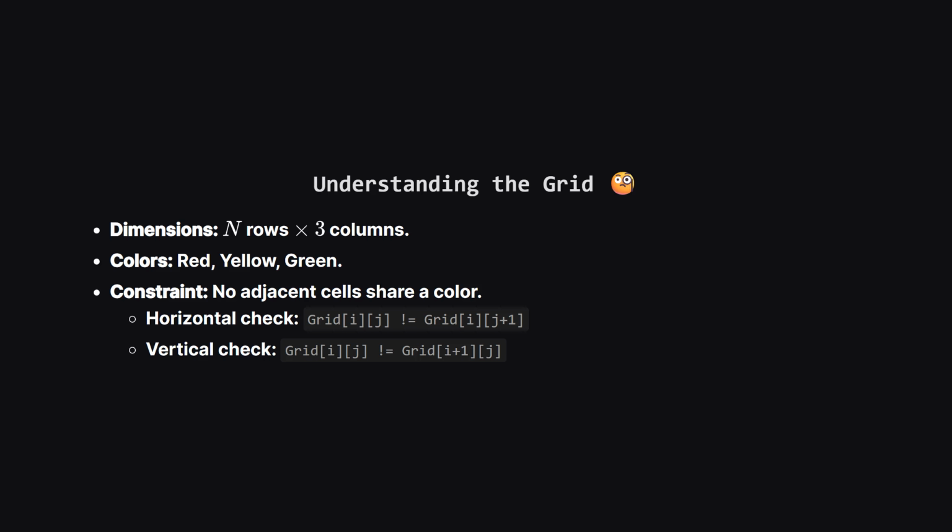Let's visualize the constraints. We have a grid that is n rows tall, but notice it is always exactly 3 columns wide. This small width is a huge hint. It suggests we can process the grid row by row. For any given cell, it cannot match the color of the cell directly next to it, and it cannot match the color of the cell directly above or below it. This no matching neighbors rule is the core constraint we need to satisfy.